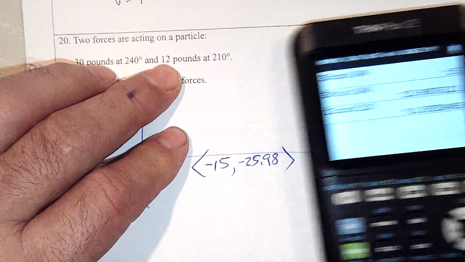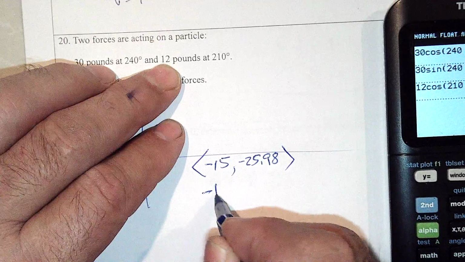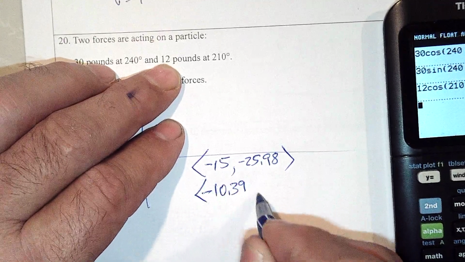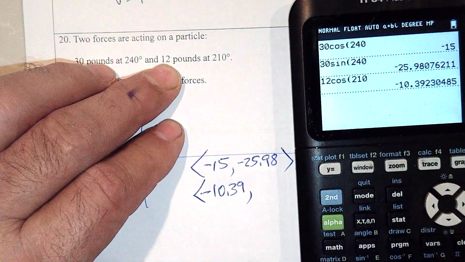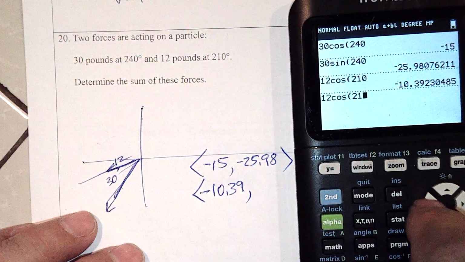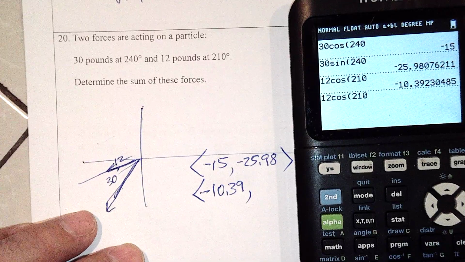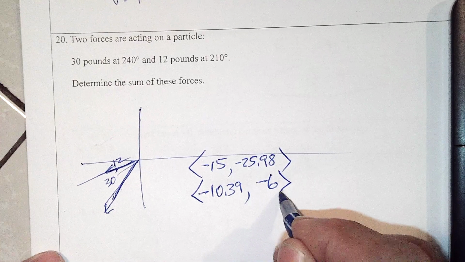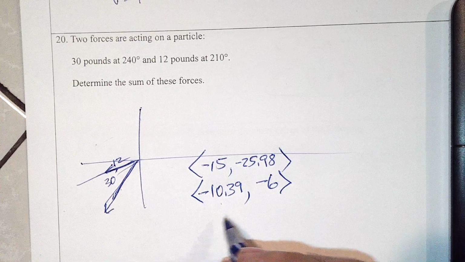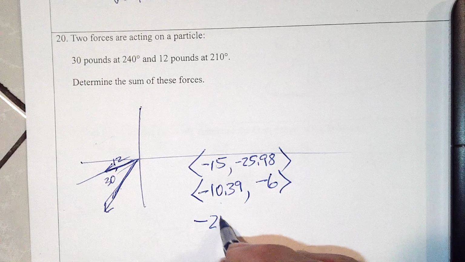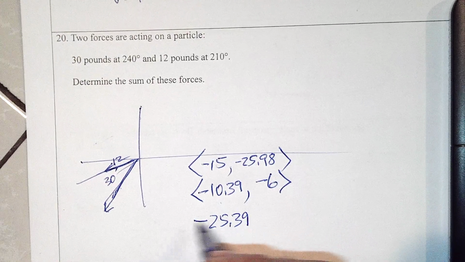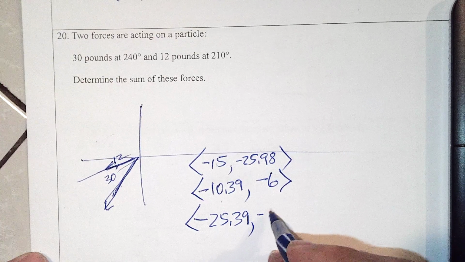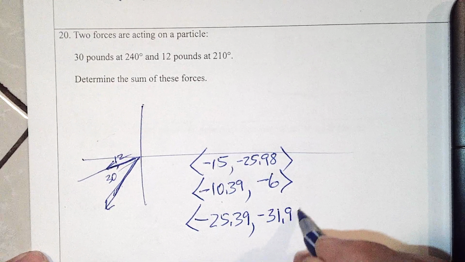And the other one is 12 cosine 210, and 12 sine 210, which is negative 6. So then I can add these together. I get negative 25.39 and negative 31.98.